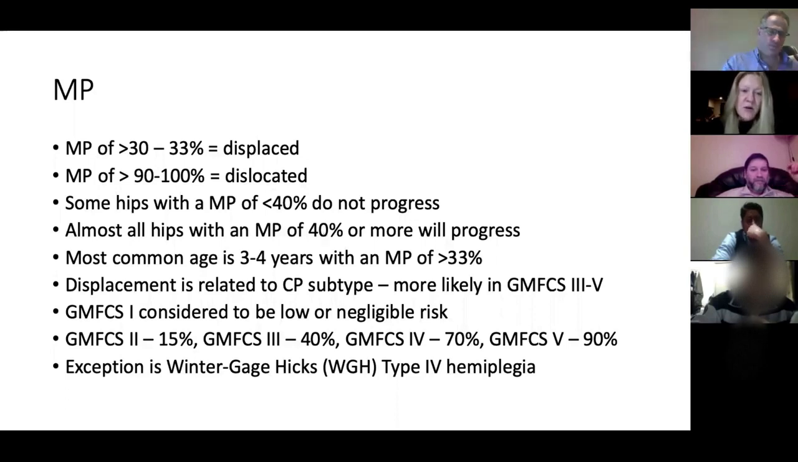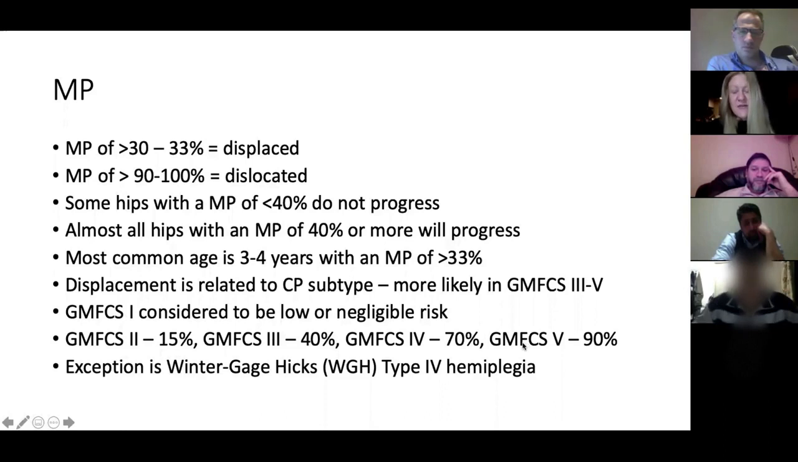And the most common age for picking this up is usually a child around the age of 3 or 4 with a migration percentage of more than 33%. The amount of displacement is strongly correlated to the CP subtype. So somebody with a GMFCS of 1 would be considered to be low or negligible risk of developing hip dislocation. However, if you look at 2, it's 15, 3 is 40, 4 is 70, and GMFCS 5 has got a 90% chance of developing subluxed or dislocated hips.